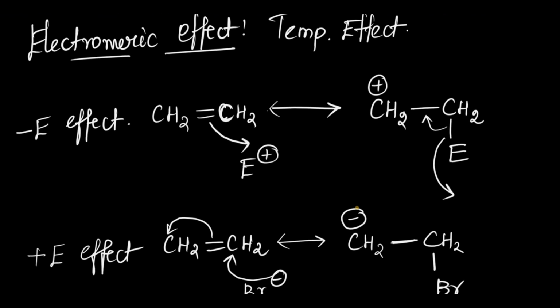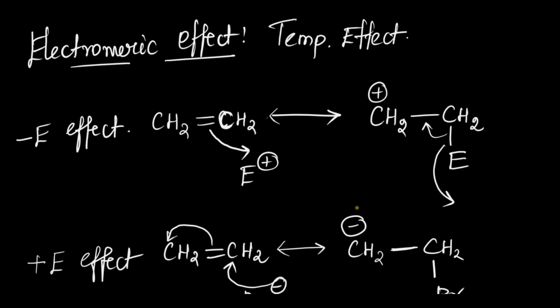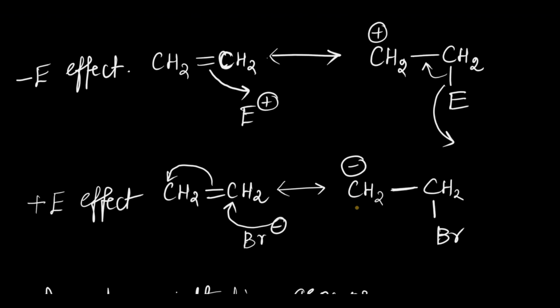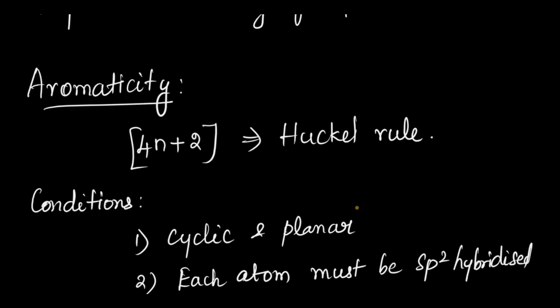Then the last effect, that is the electromeric effect. That is a temporary effect. It depends on what groups are approaching. Basically, in this effect, if electrophiles are approaching, it will take up the electron rich part and the other attached atom will become positive. If nucleophiles are coming into the picture, then the other atom will become negatively charged, right? So that is what plus E and minus E effect, electromeric effect, is. It depends on the attacking groups.